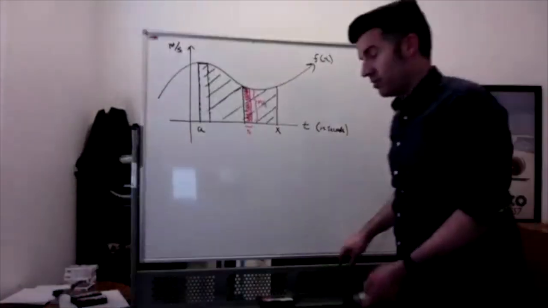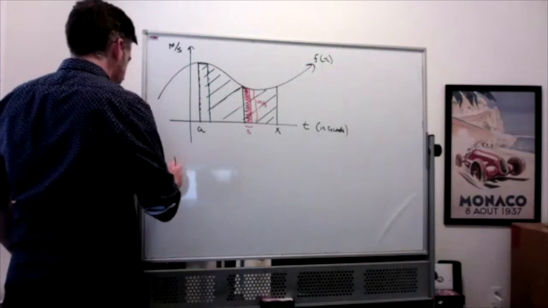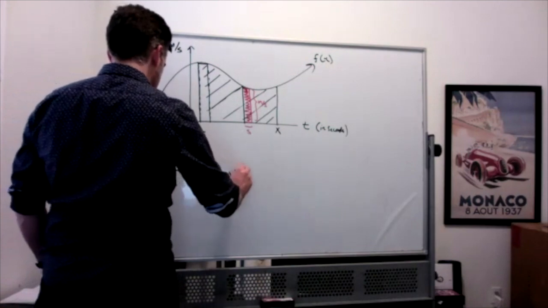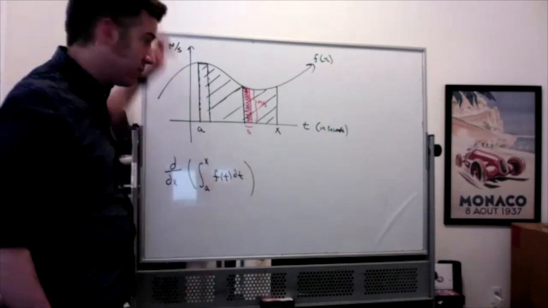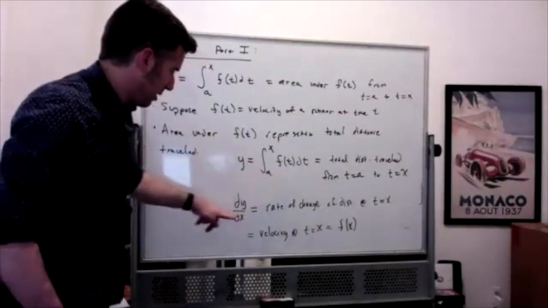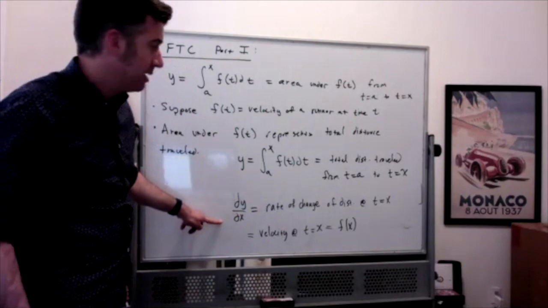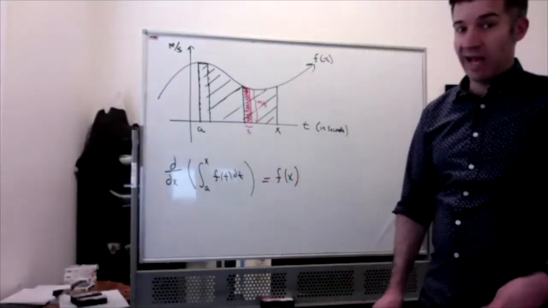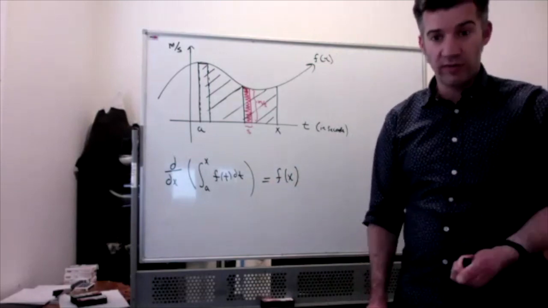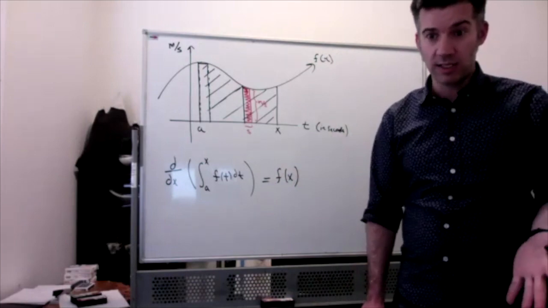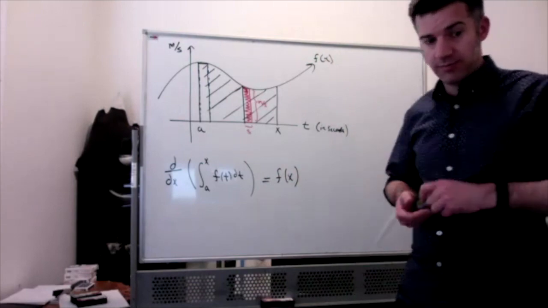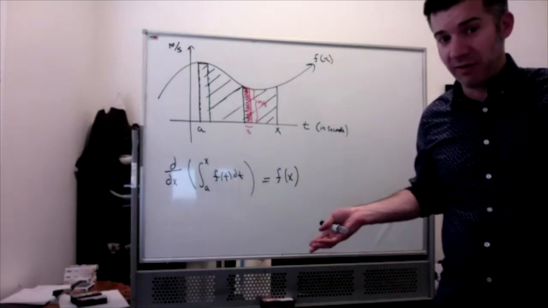So here's what we said. The derivative of the integral from a to x of f of t dt, which is the thing that we called y, dy dx or d dx of y, is equal to f of x. That's the fundamental theorem of calculus part 1. The derivative of an integral, upper limit x and lower limit constant, equals the function evaluated at x. It's kind of cool. Super cool. It's actually pretty fundamental.